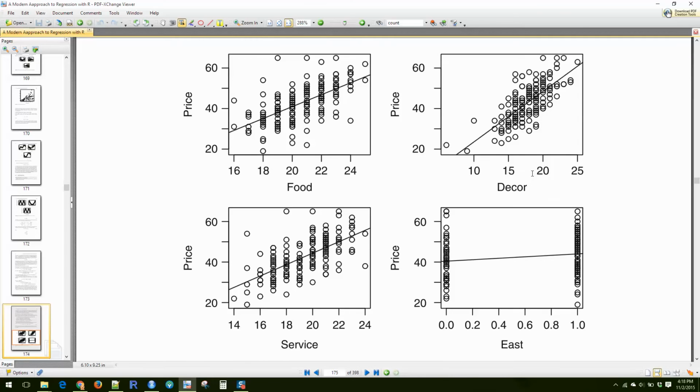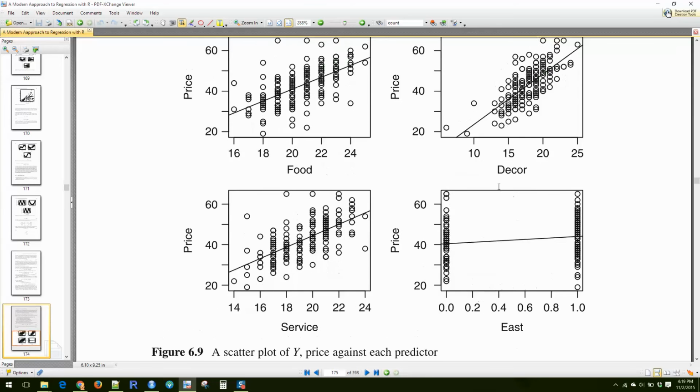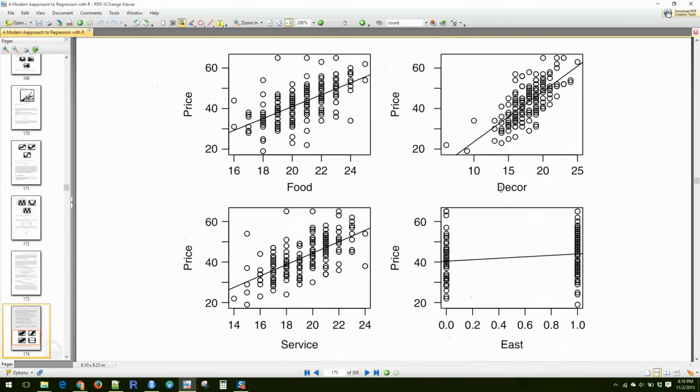And so to see the true relationship between service and price, we have to somehow freeze these other things, but how can you do that, okay? That's where the added variable plot comes in. This is also known as the partial regression plot, if you look this up, partial regression.